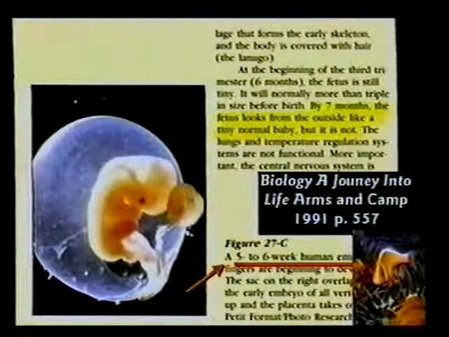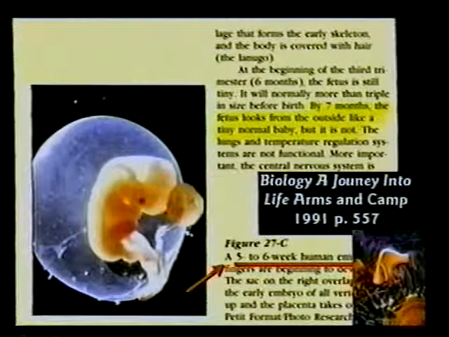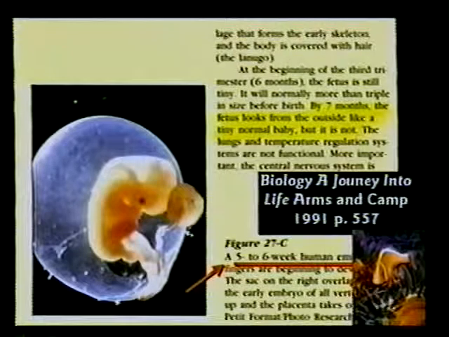Biology, A Journey into Life. A terrible book, I mean, loaded with evolution propaganda. Look at this. It shows a picture of a 5 to 6 week human embryo. But look what it says at the top: By 7 months, the fetus looks from the outside like a tiny normal baby. But it is not. What are they trying to say here? It's not a baby at 7 months? Well, what is it?